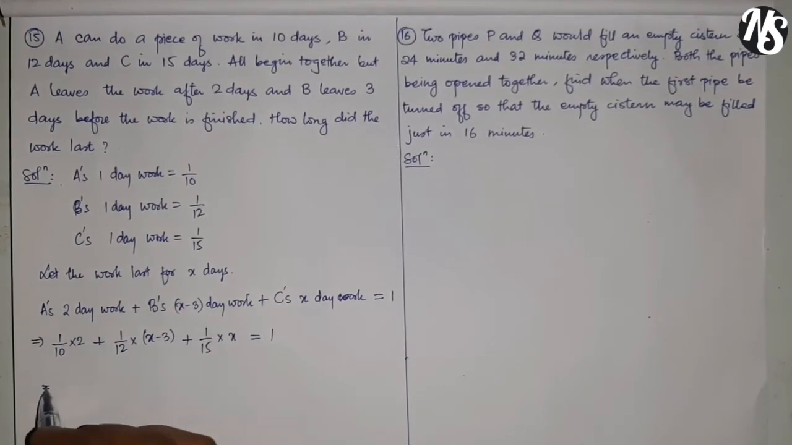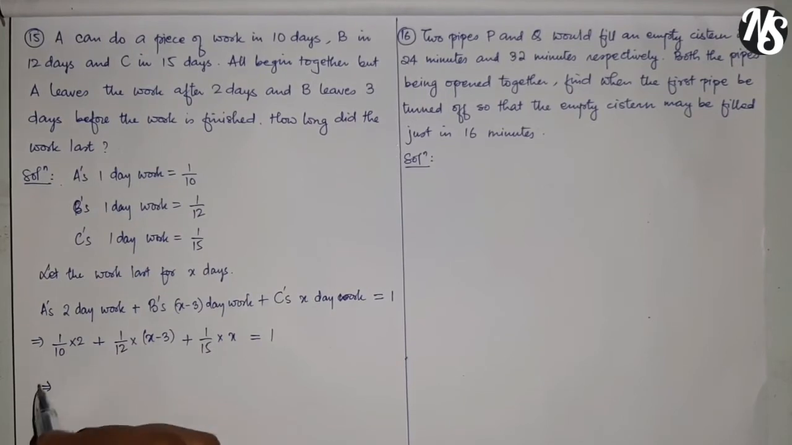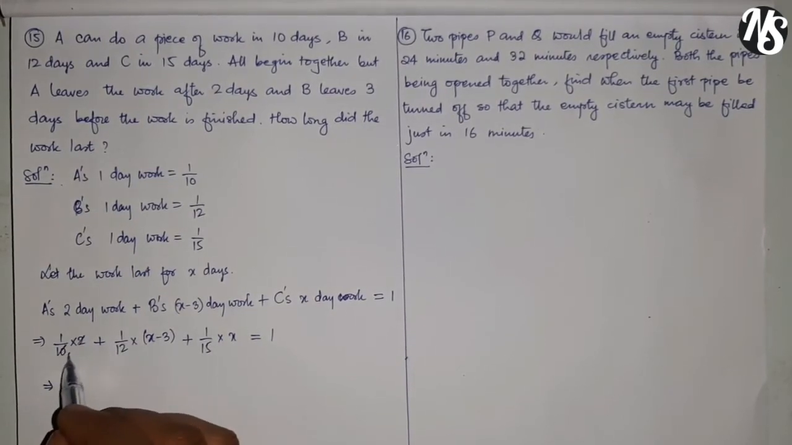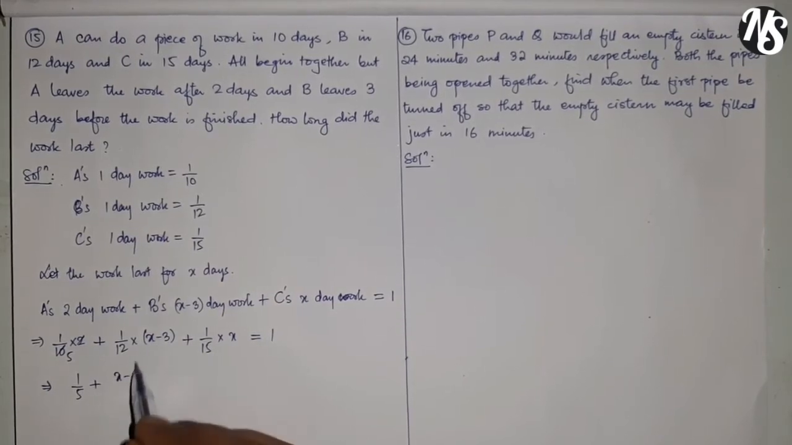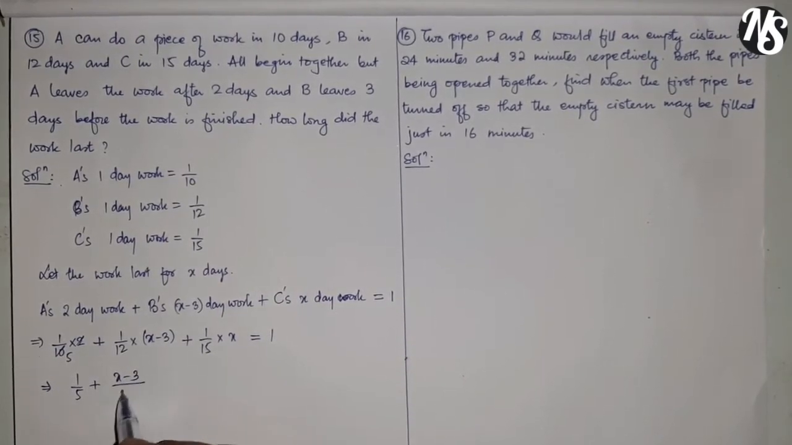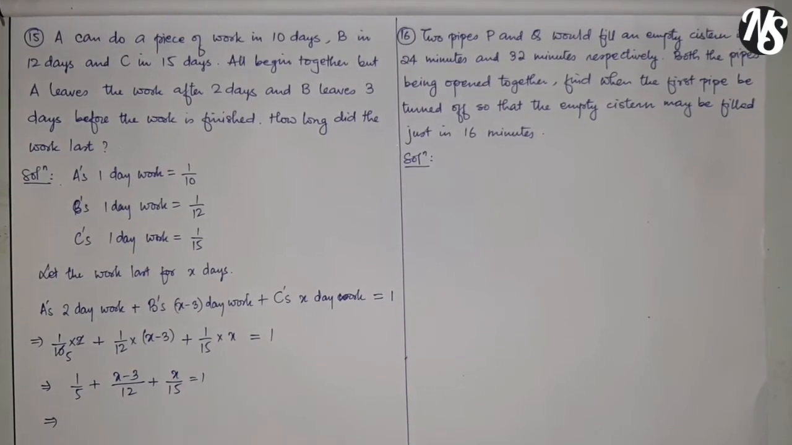Okay, so first, if you want to cancel this, that also can be done. So this is 1 by 5 plus (x minus 3) into 1 is (x minus 3) by 12 plus x by 15 is equals to 1. Now this is nothing but a system of linear equations.